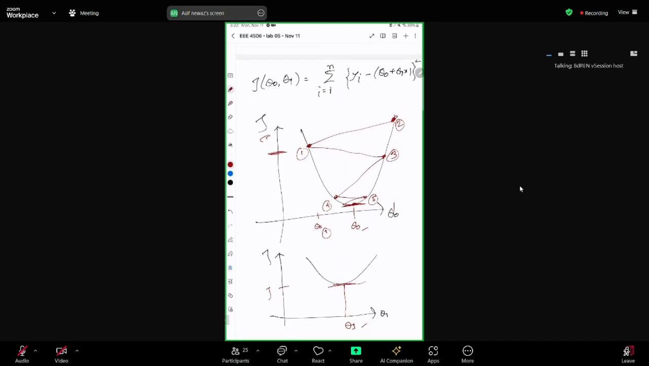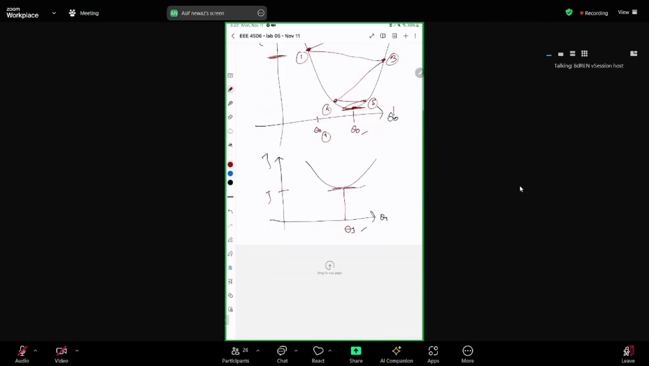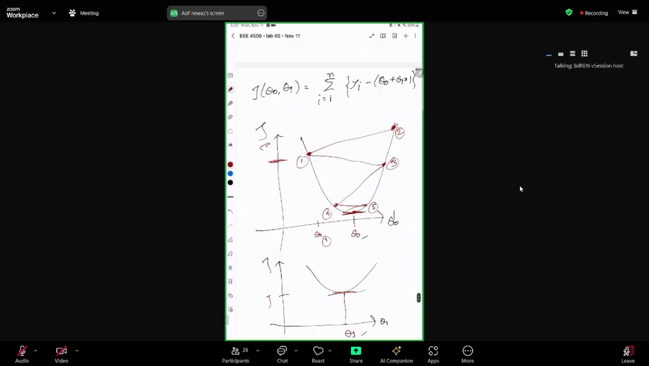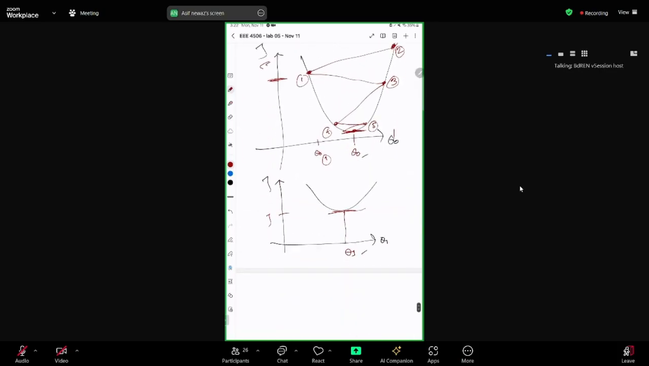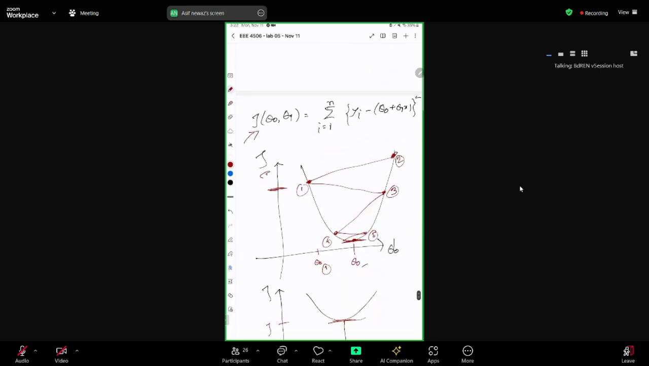Now, as you can see, when you try to find the minimum of a graph, you have to take the derivative of it. When the derivative becomes 0, that gives you the minimum error. This was our equation, and we are trying to find the minimum of it. We are trying to find the values of theta 0 and theta 1 for which J is the minimum.